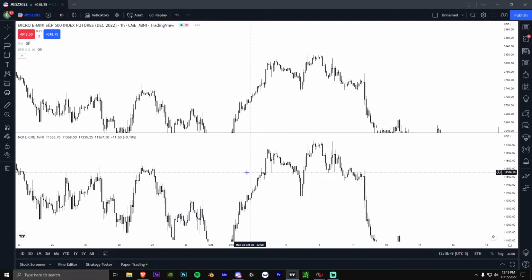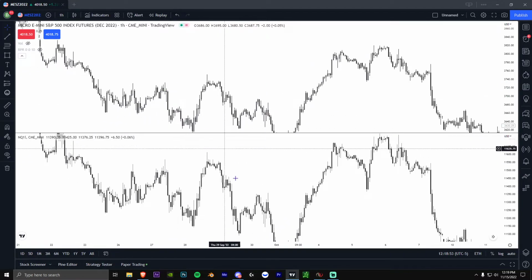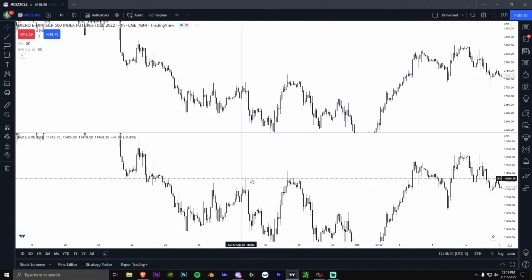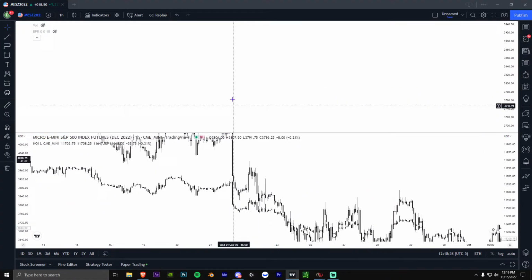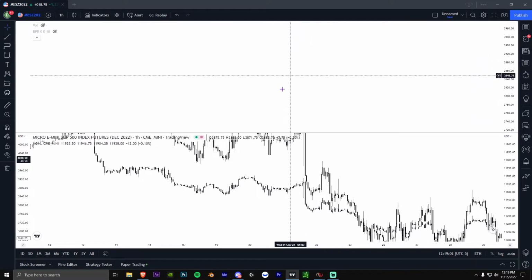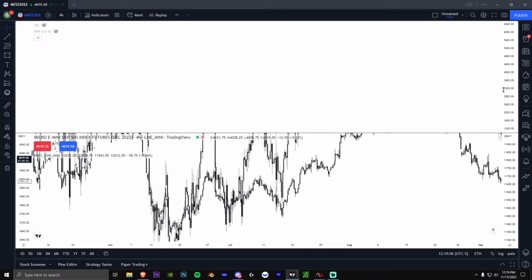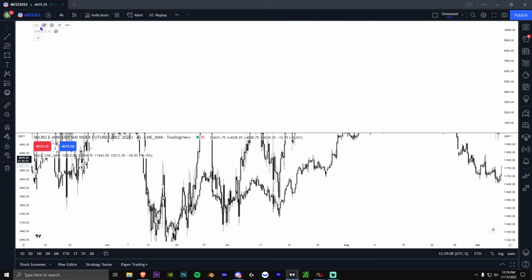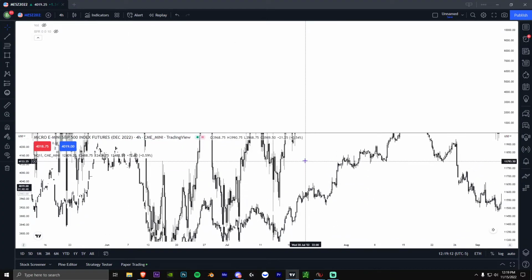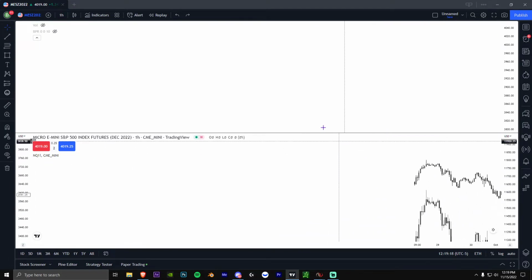So those both form higher. Okay, so equal highs right there. Where did my chart just go? Okay, I'm not sure what happened to my chart. Let me go to the 4-hour maybe. Okay, my chart just disappeared. Oh, I see what happened. It just went right there, which I have no idea why.